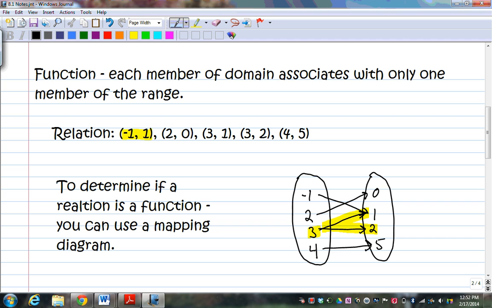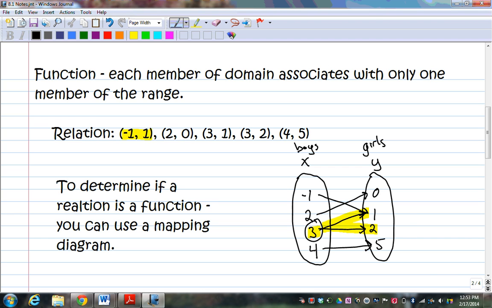Now, that becomes kind of hard to remember. So if you think of your x's and your y's as boys and girls, and they're dating, right? They're in a relationship. In order for this relationship to function, each boy can only associate with one girl. If a boy, this one right here, associates with more than one girl, then this relationship does not function. I think that's kind of a good way to remember it. It's just a little trick, okay?